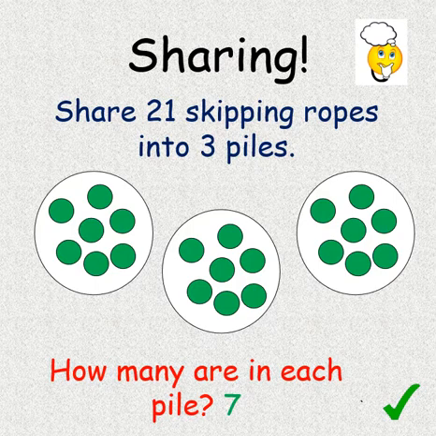Well done if you worked out that there would be 7 in each pile, because I've got 3 piles, 3 groups, and I've shared 21 and I've got 7 in each group. Okay, if you've not got 7 in each group, then you know that you've not counted it correctly. Well done, everyone.